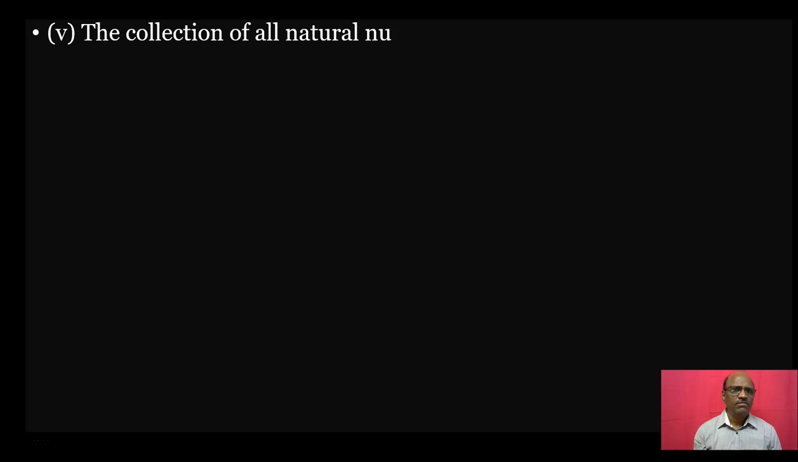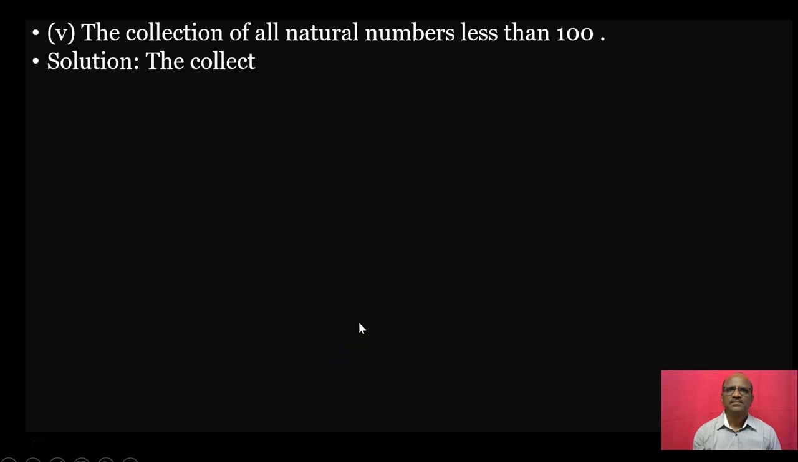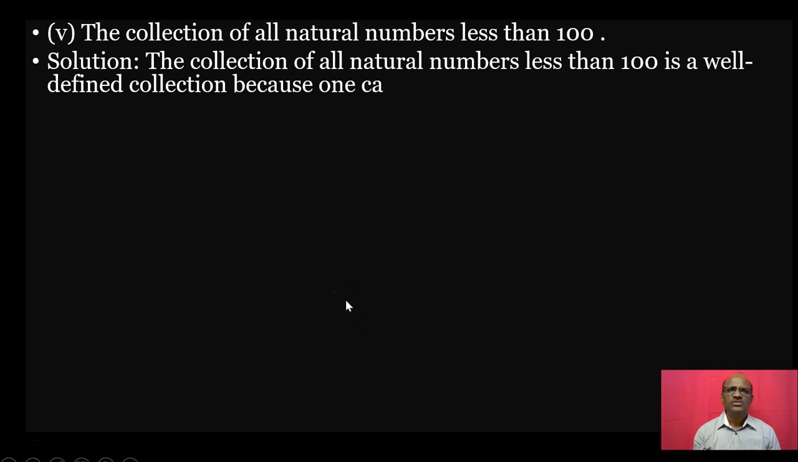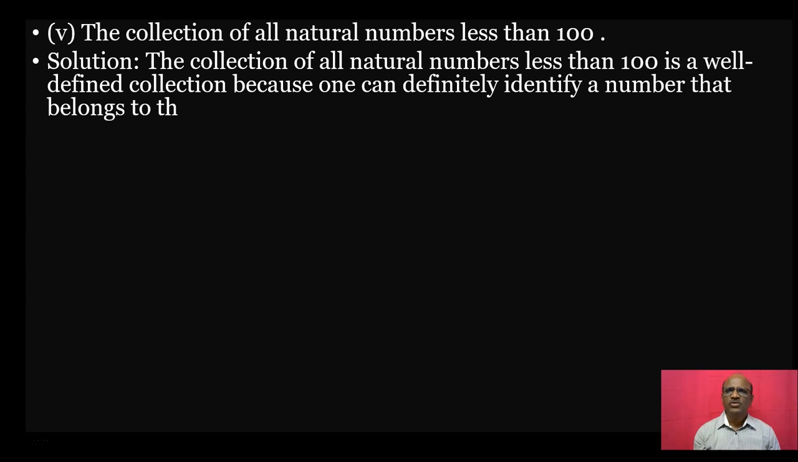The collection of all natural numbers less than 100. Yes. The collection of all natural numbers less than 100 is a well-defined collection because one can definitely identify a number that belongs to this collection. Hence, this collection is a set.